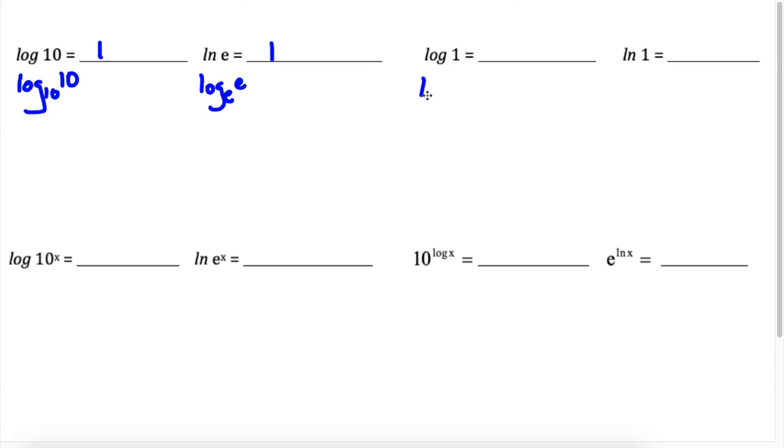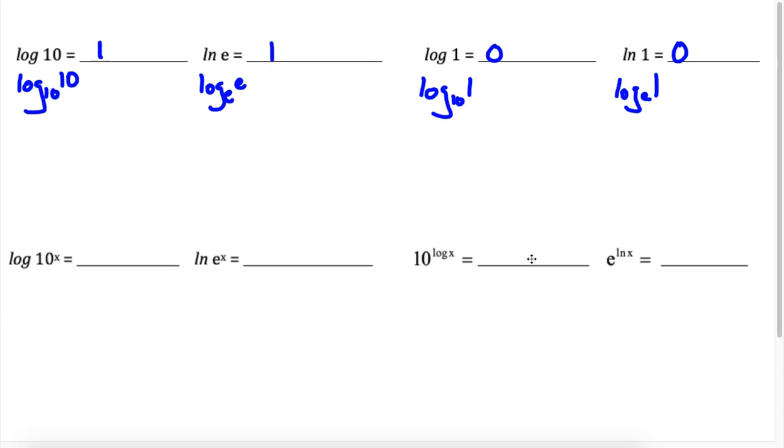Here, again, if we don't see a base, that means log base 10. So this is log base 10 of 1. So 10 to what power equals 1? Well, anything to the 0 power equals 1. So 10 to the 0 power equals 1. Same thing here. ln of 1 is log base e of 1. Well, again, e is a number, right? So e to the 0 power will equal 1.